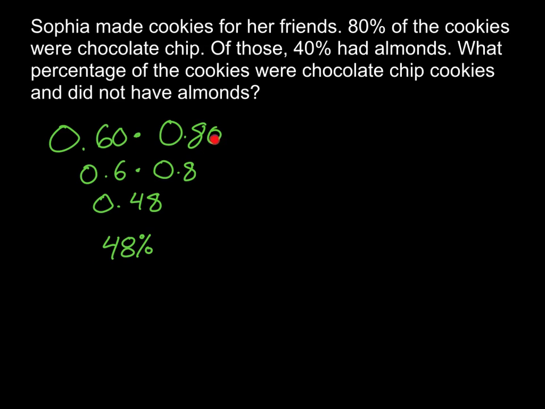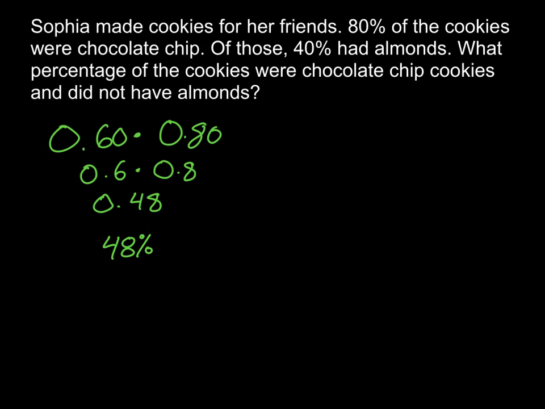And then I continued my upside down triangle to show that 60 hundredths really is the same thing as 6 tenths, and 8 tenths is the same as 80 hundredths. And then I multiplied 6 tenths and 8 tenths to get 48 hundredths, which tells me that 48% of the total amount of cookies were chocolate chip and did not have almonds.